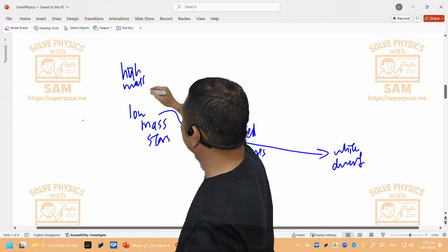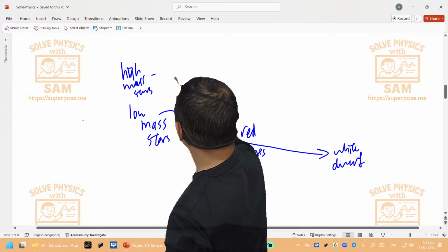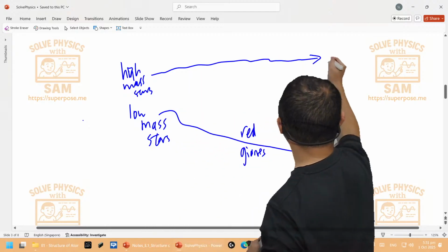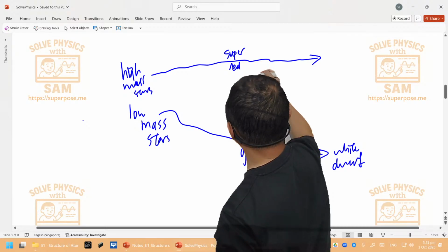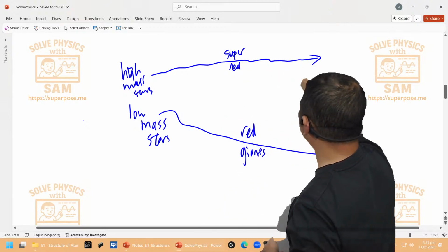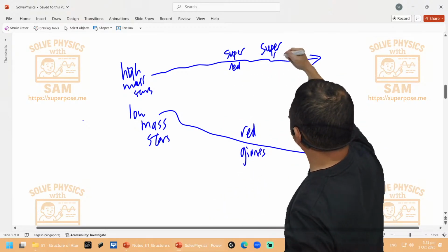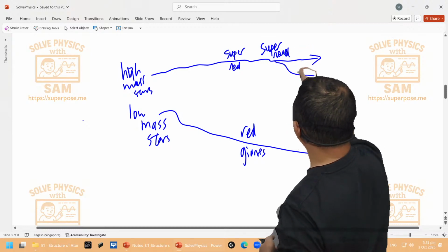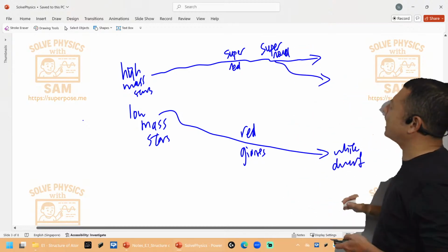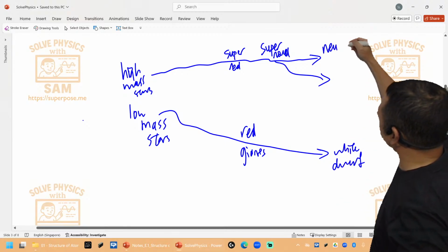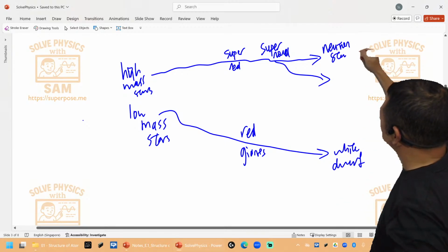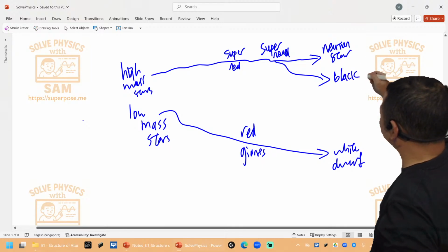So high mass stars, what will happen to them? They become super red giants first, and then after that they will supernova, and then they could have two pathways. It either becomes a neutron star, or a black hole.